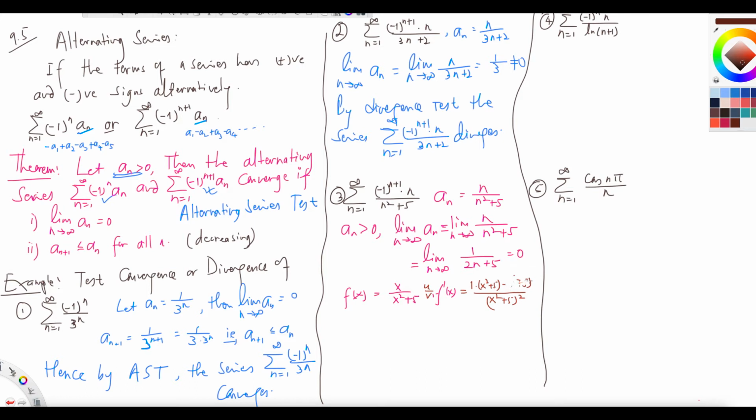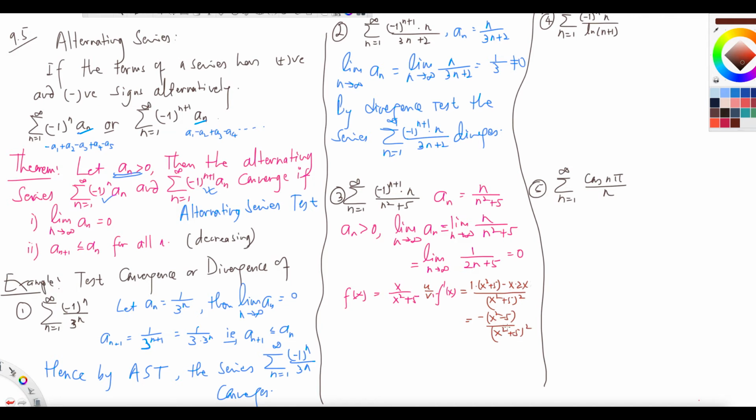So that one was 1 times x squared plus 5. That is the derivative of u times v, minus u times the derivative of v, which is 2x. You see that? What do you get there then? You get negative x squared plus 5, because this is what you get: x squared plus 5 minus 2x squared. If you do that, then you will get over (x squared plus 5) squared, right?